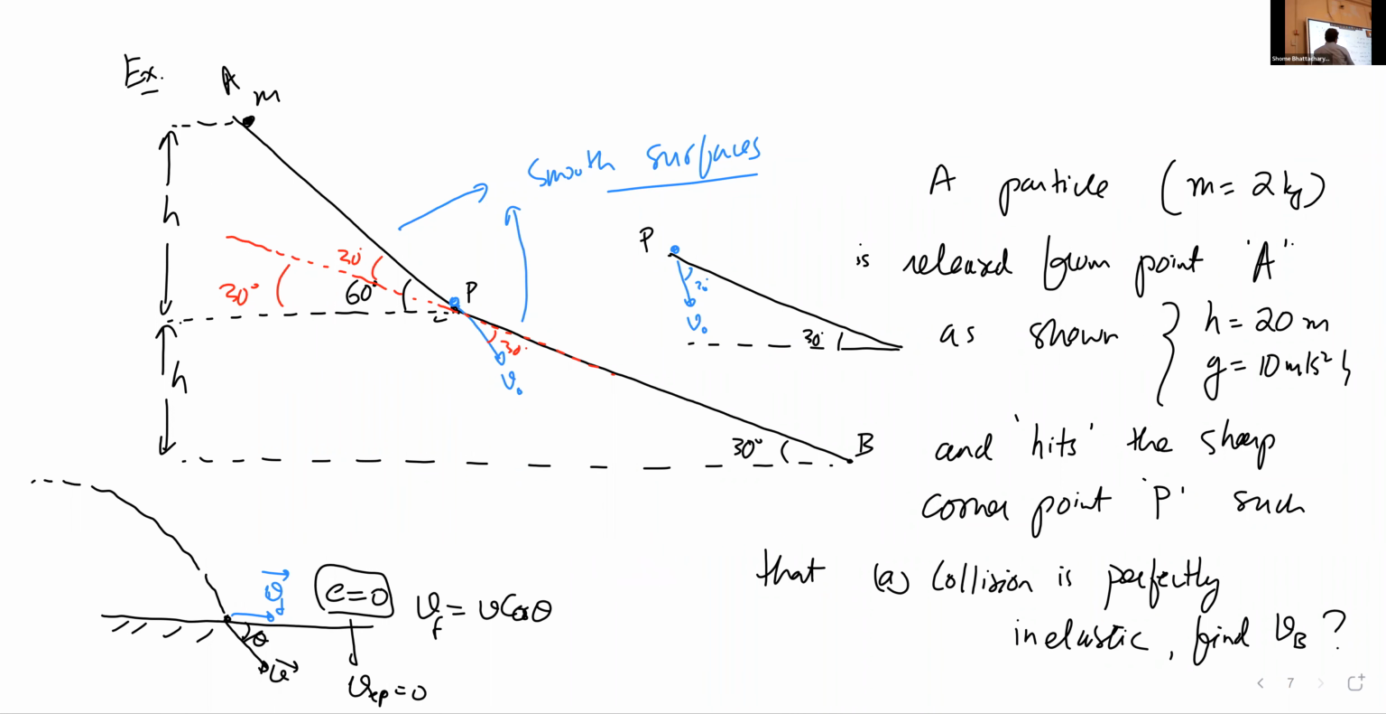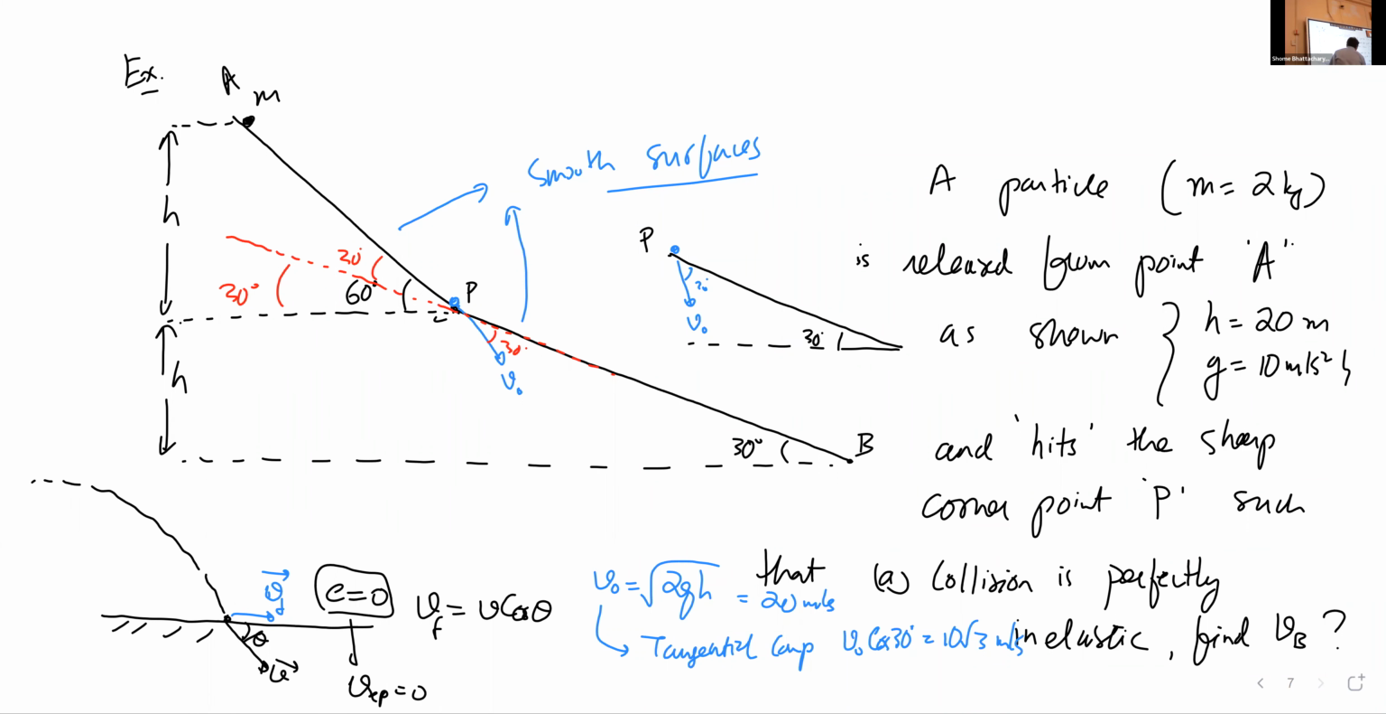So V naught is how much? It is root 2 GH. Just apply work energy. There's no friction. So that's 20 meters per second. Okay. So on impact, what is the tangential component? It is V naught cos 30. So it is 10 root 3. So this will remain conserved.